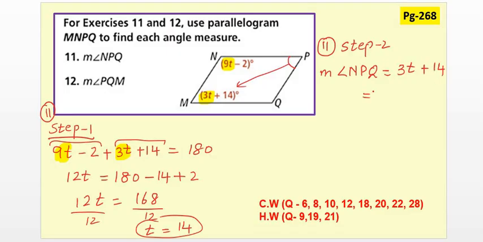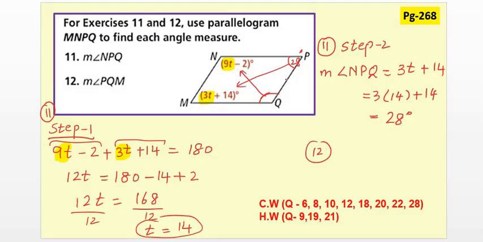Now substitute the value of t, that is 14, into 3t plus 14. So the final answer will become, let me check, 14 times 3 and subtract from it 14, so it will be 28 degrees. Okay, so this angle will be actually 28 degrees. Now how can you find question number 12? It says find angle PQM. Here is angle PQM.